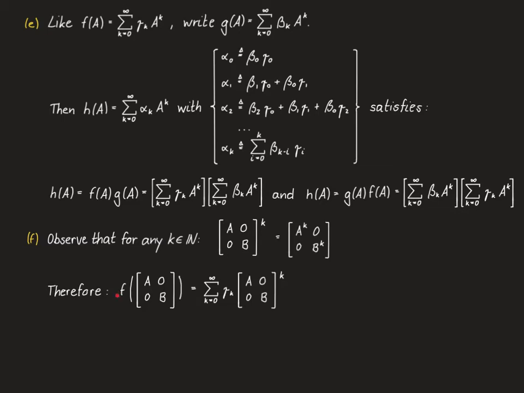Therefore, f of this block diagonal matrix, which is defined by this sum, can also be written as the sum where we now take the kth power of the block diagonal elements instead, where we can now pull the scalars and the summation inside of the matrix, and what we get is exactly what we want, namely a block diagonal matrix whose blocks are given by f of A and f of B. So this completes the proof of lemma 8.5.